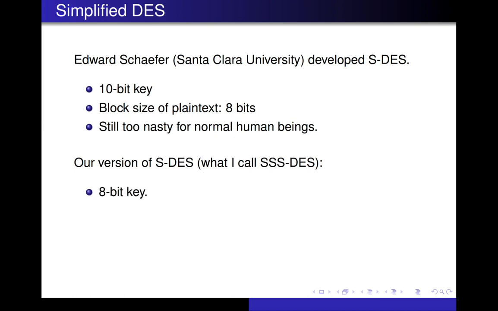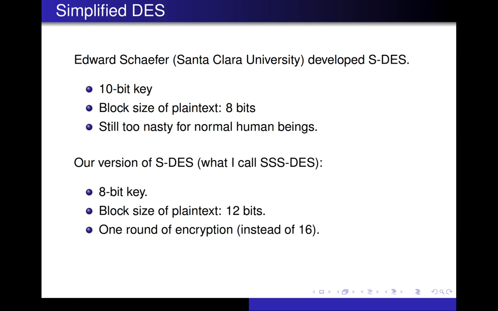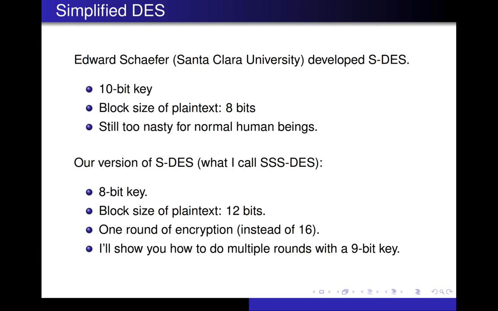So what we're going to use, we're going to actually use an 8-bit key. The block size of our plain text looks worse than the other one. Instead of 8 bits, we're going to do 12 bits, but it's actually going to be a little bit easier. We're going to just do one round encryption instead of the 16 that's used in Lucifer. And then at the end, I'll show you how to do multiple rounds if you wanted to do 16 rounds or however many rounds you wanted to do with a 9-bit key.